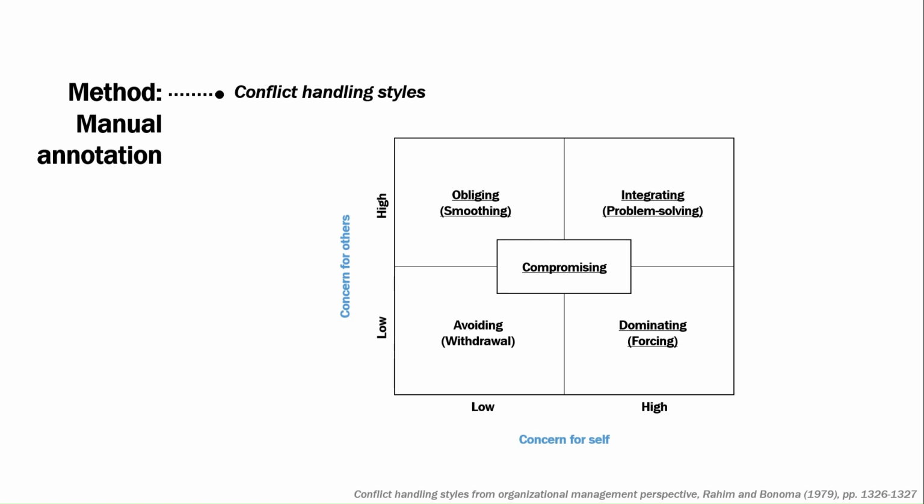Compromising style shows medium level for both concern for self and for others, and avoiding style has low concern for self and for others, which often leads to behaviors that are withdrawing from the discussion and even blaming others rather than focusing on solution development.